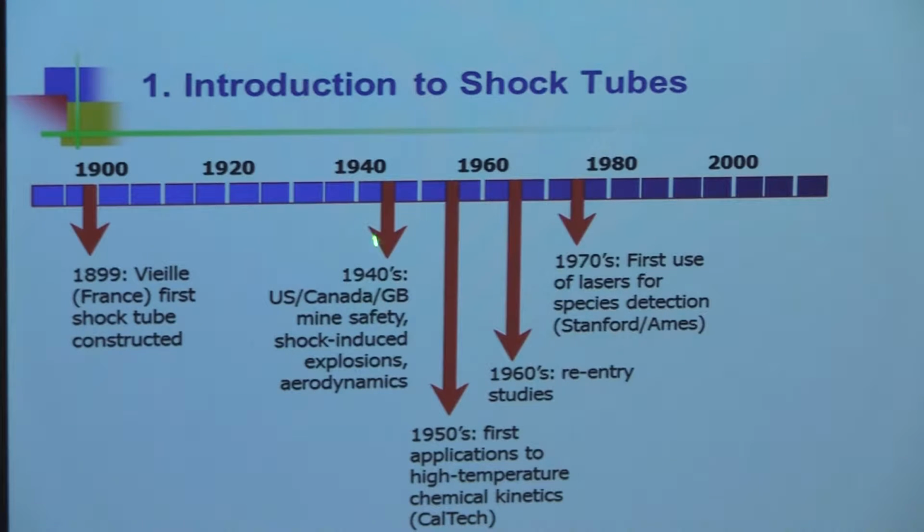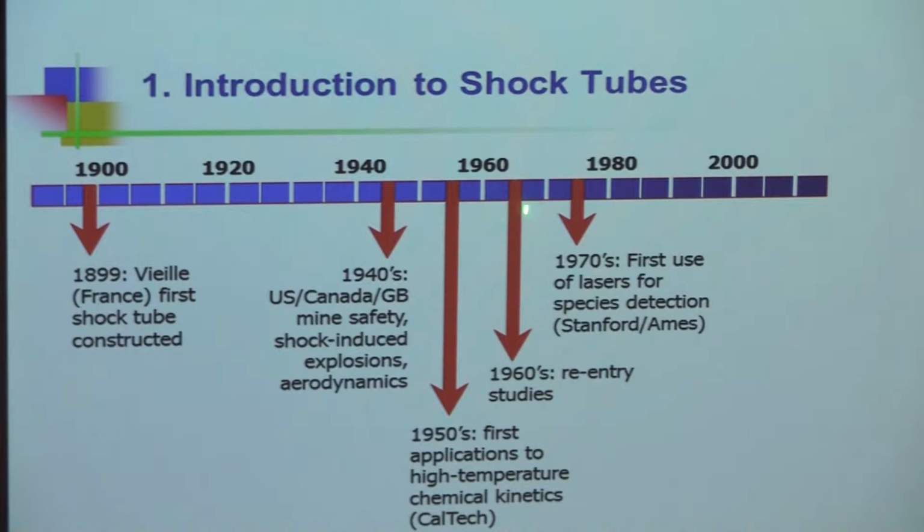About the time of the Second World War, people became very interested in shock waves, mine safety, aerodynamics, and saw the potential of shock tubes for producing controlled high enthalpy gas samples, which could be expanded to achieve high speed flows. To my knowledge, the first time anyone used a shock tube to study chemistry was either at Caltech or in Canada. I'm not quite sure which, but it was early 50s, about 60 years ago.